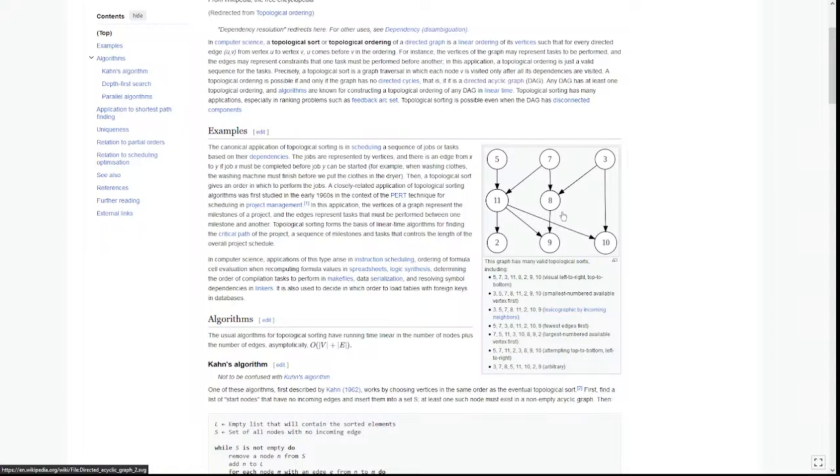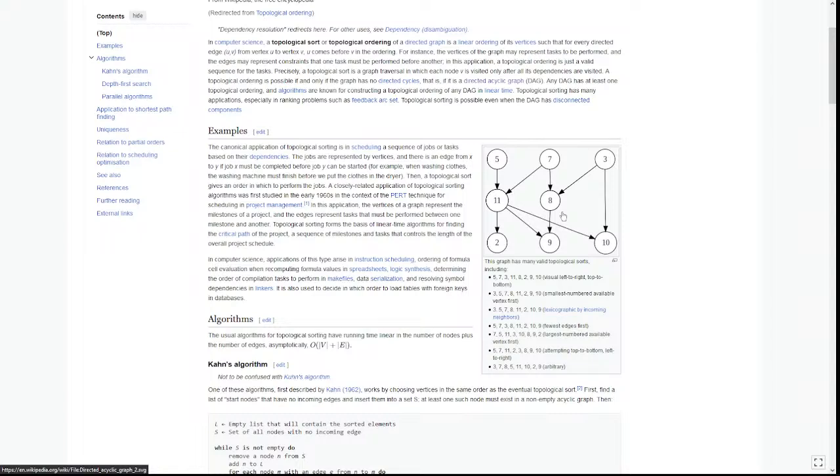In computer science, applications of this type arise in instruction scheduling, ordering of formula cell evaluation when recomputing formula values in spreadsheets, logic synthesis, determining the order of compilation tasks to perform in makefiles, data serialization, resolving symbol dependencies in linkers. What the heck?